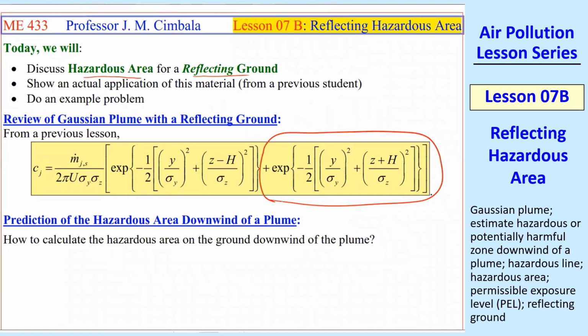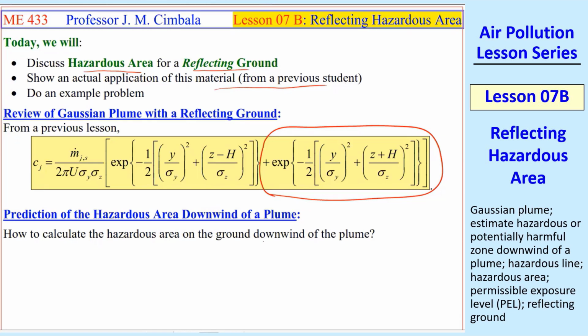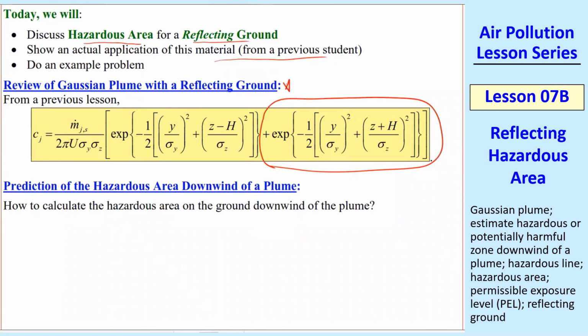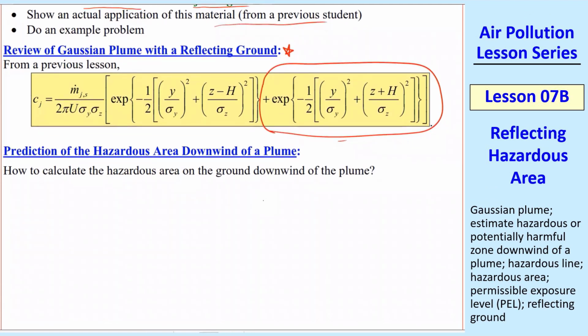And then I also want to show you an email from a previous student that shows an application of this material. So here's a review of the reflecting ground case with that additional term. We added that image source, as you recall. And so how do we predict the hazardous area on the ground downwind of the plume, or at any z to make it more general? So we can just leave these z's in here and not set them equal to 0 to be more general. That's what I would recommend that you do in your algebra.